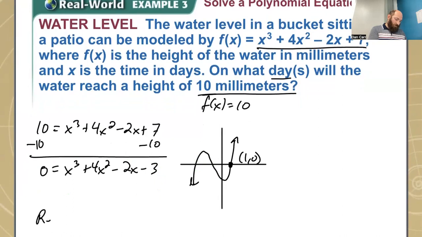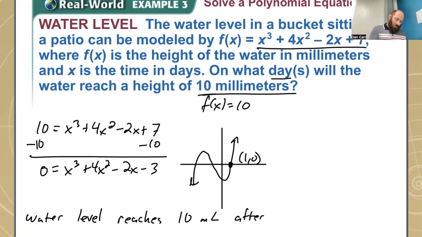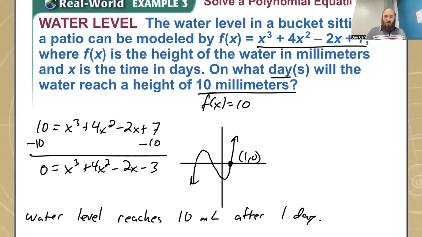It reaches, let's make it a full sentence. Let's not just jump in like that. The water level reaches 10 milliliters after 1 day. Okay, so that's my full answer in context, what the x value is, which in this case is the 1, and then the 10 milliliters is what that water level height is at.